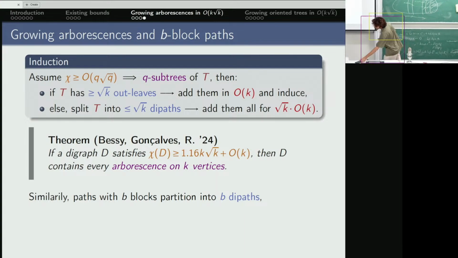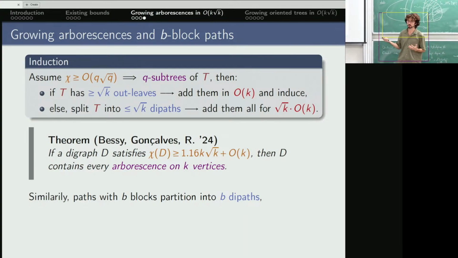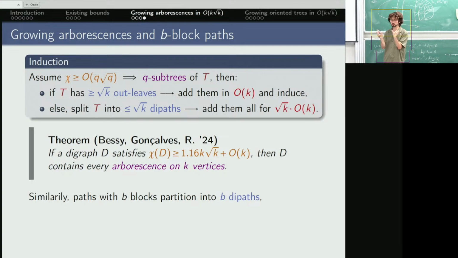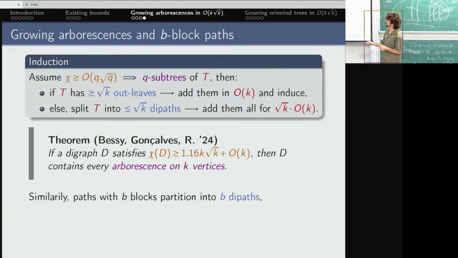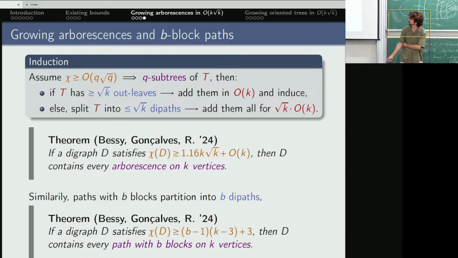And actually, this path gluing can also apply directly to paths with B blocks, because a path with B blocks is exactly B directed paths glued together. So you get a B times K bound for paths with B blocks.